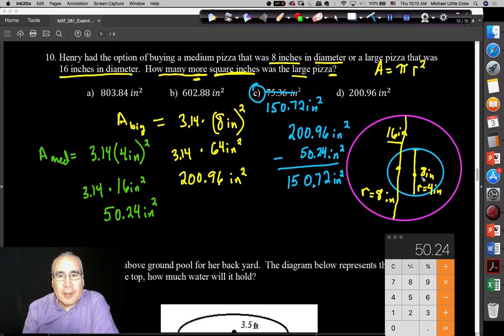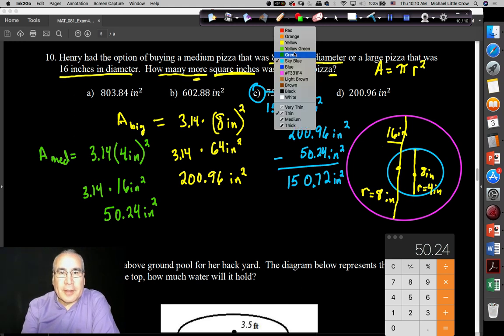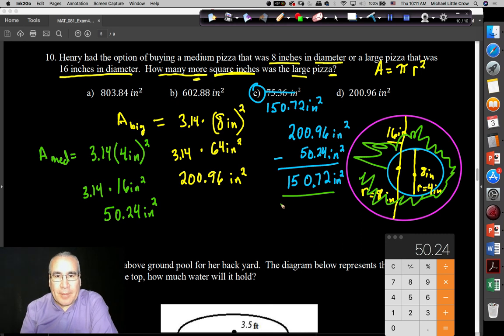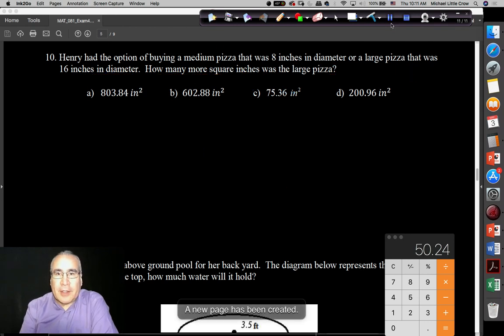Area of the large, subtract the area of the medium, and you'll get the additional size. You're getting how much more, which is this area in here, the area that's left, because you subtracted off the medium. Okay? So there we are. Save that page, and let's move to number 11.